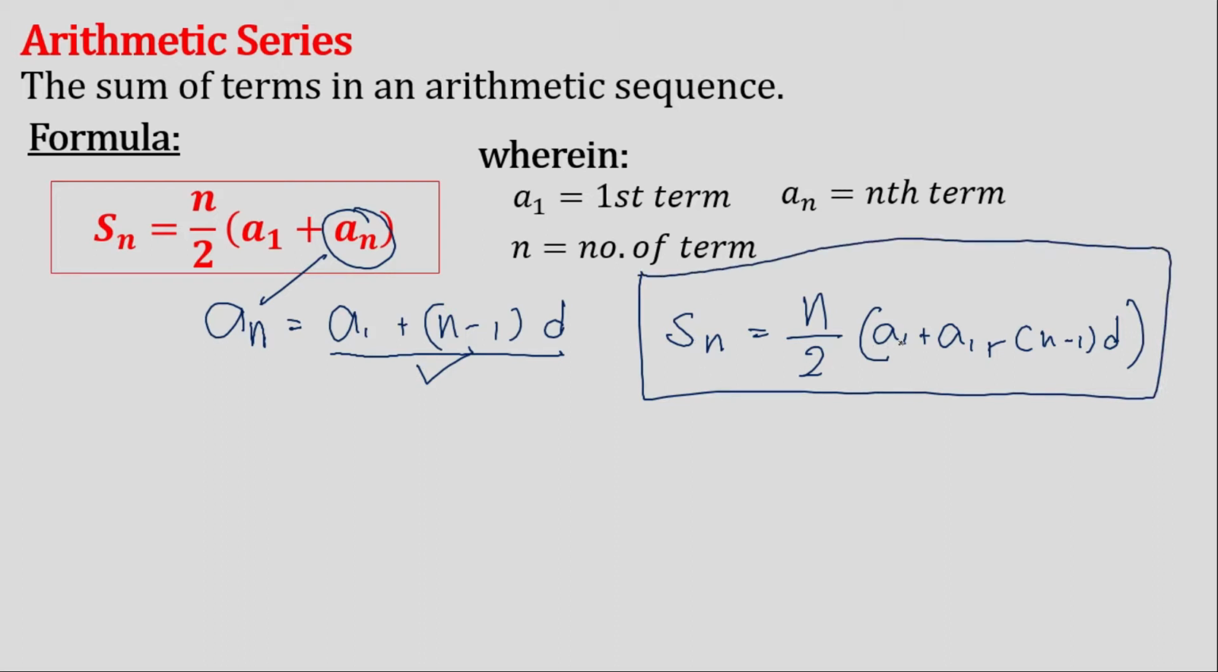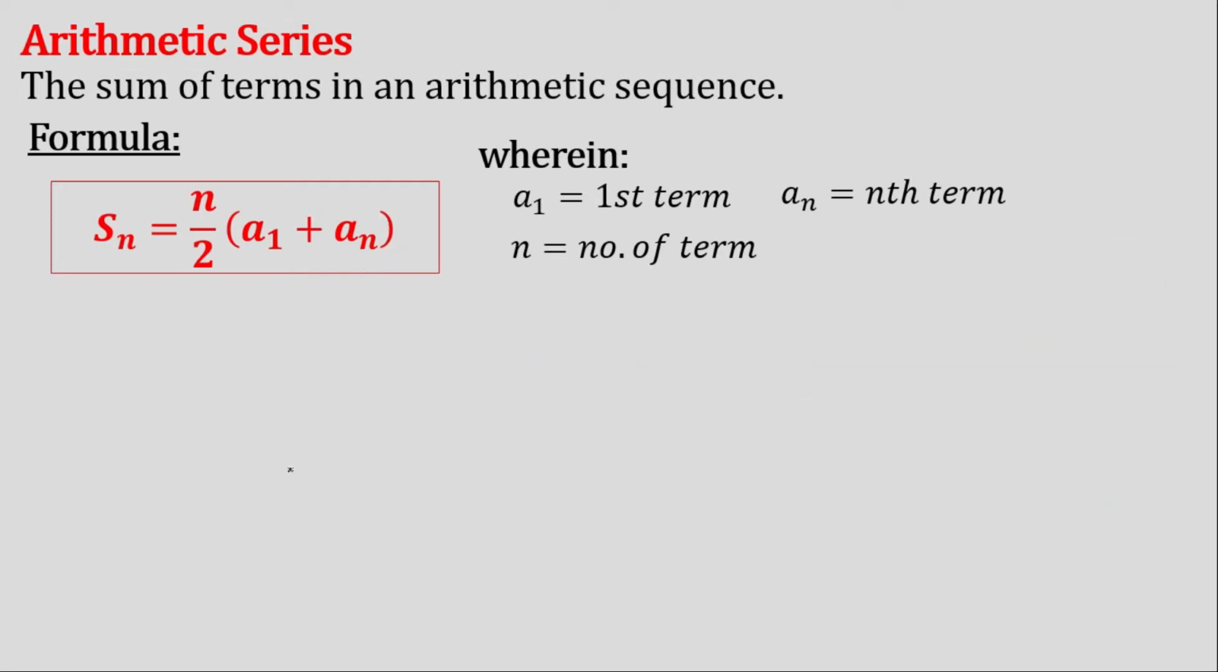Now let's try to simplify it. Let's simplify it by combining like terms, which is a sub 1. So we have S sub n is equal to n over 2 multiplied by 2 a sub 1 plus quantity n minus 1 multiplied by d. So this is now our new formula for the arithmetic series.